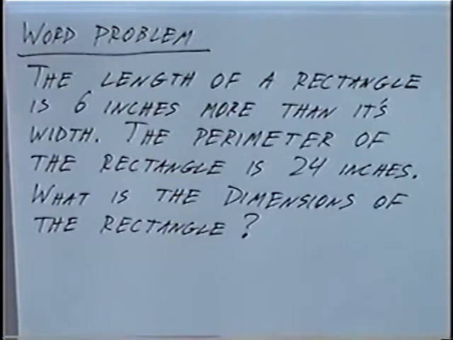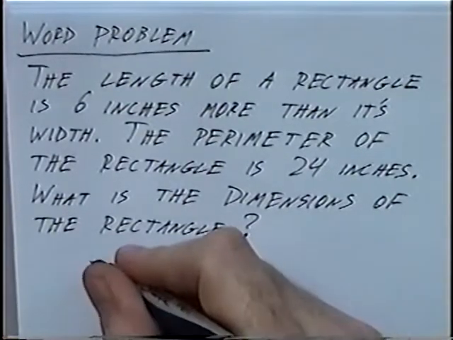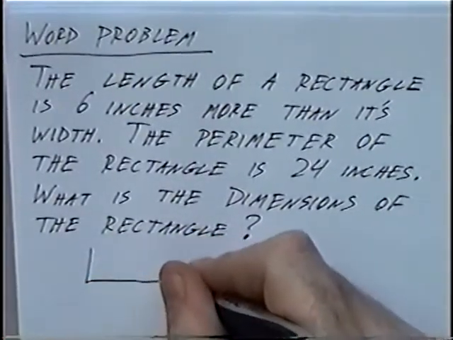The length of a rectangle is 6 inches more than its width. The perimeter of the rectangle is 24 inches. What are the dimensions of the rectangle? To solve this question, since it's about a rectangle, we can draw a rectangle.